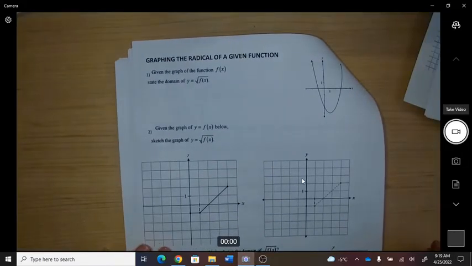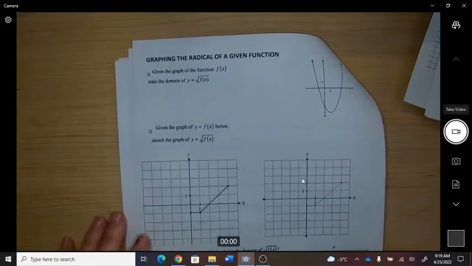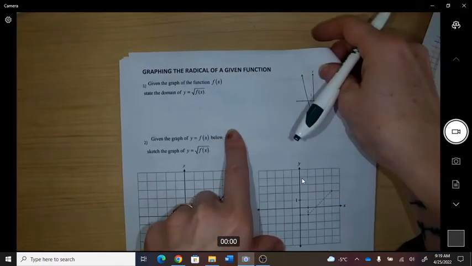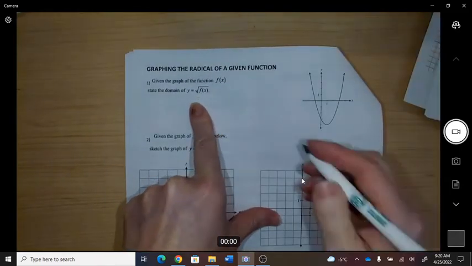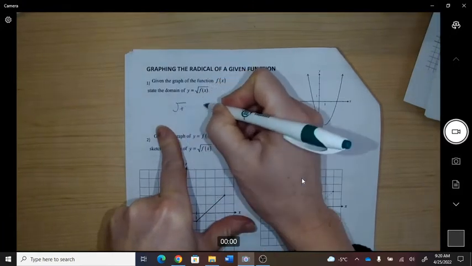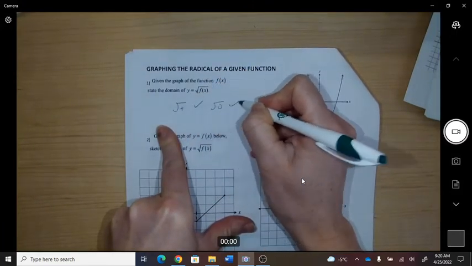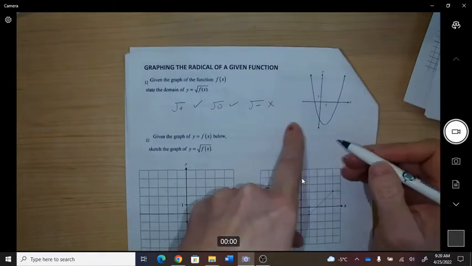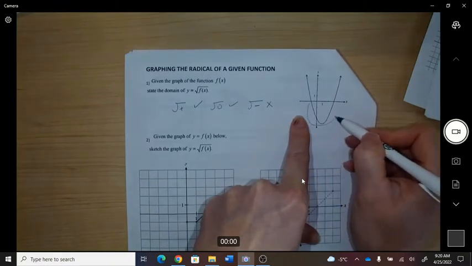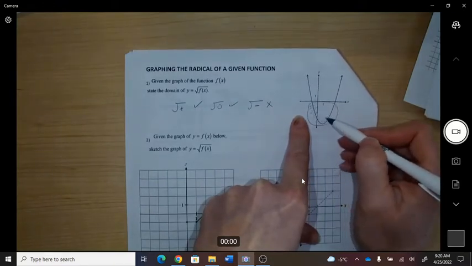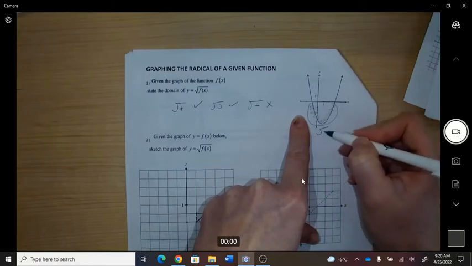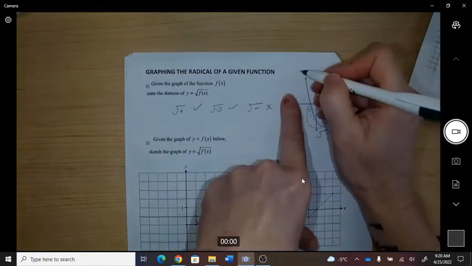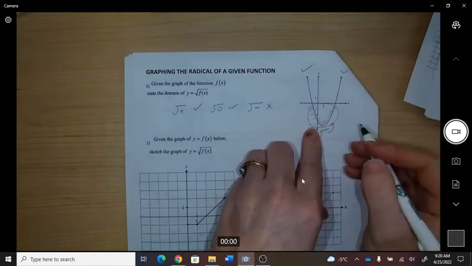Graphing the radical of a given radical. Given this graph, state the domain of the square root of it. So we know that the square root of the positive numbers works, the square root of zero works, and the square root of a negative doesn't work. So in this section, you can't square root. Can't square root any of that part. So this one works and this one works, so that will be our domain.